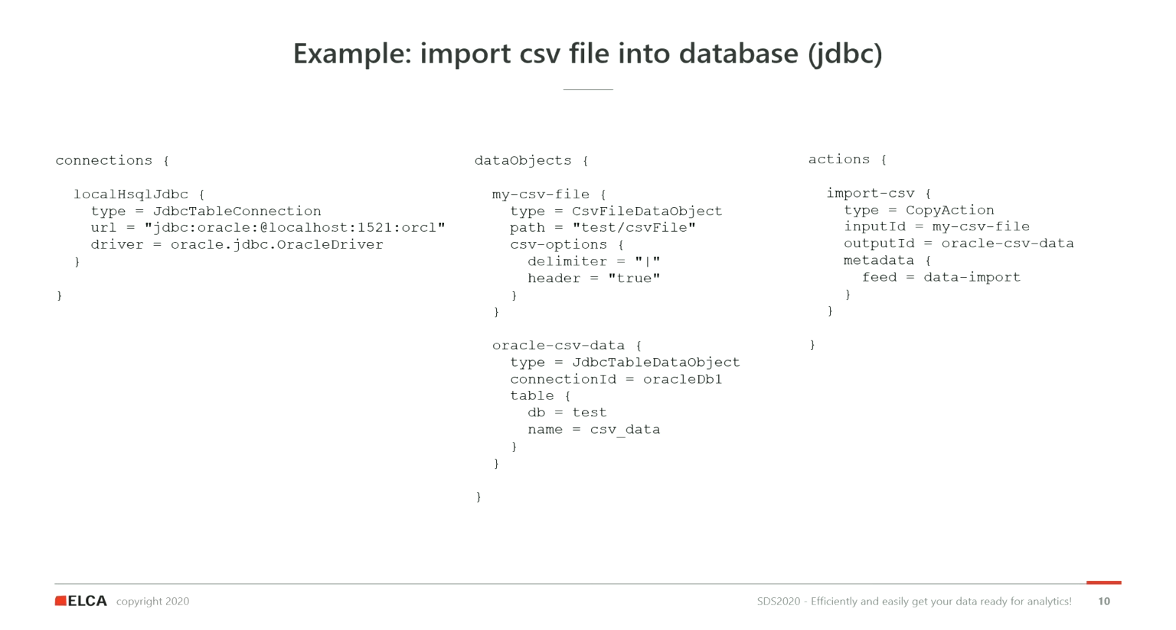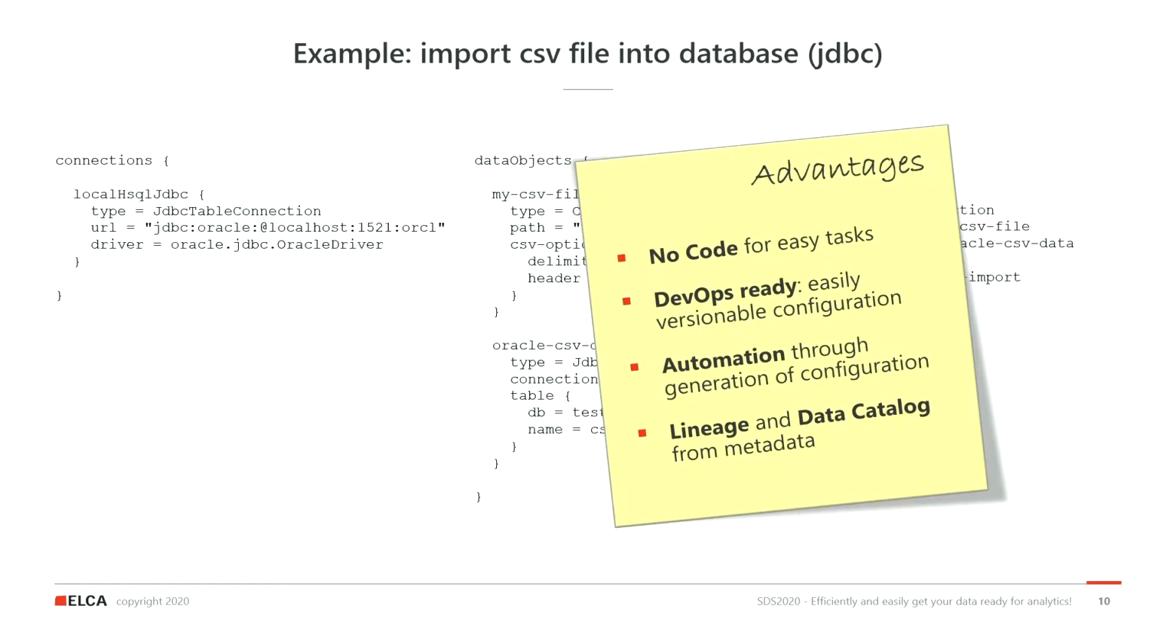A simple example to copy a CSV file in a database looks like that. The advantage of such an approach is you have no code for easy tasks. It's DevOps ready. If you want to ingest several hundred tables from a source system, you can generate this configuration, and you get a lineage and a data catalog.